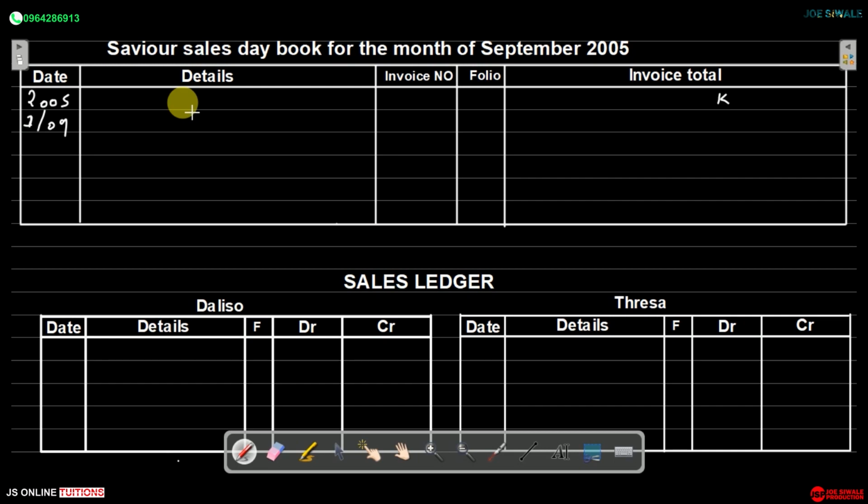Then in the details column, we're going to be writing down the names of the customers. The first customer there is Daliso, so we're going to say Daliso. Then in the invoice number column, we know that the sales invoice has been given as 150, so we're going to say 150. Then in the folio, we're going to write down the ledger where it's going to. The ledger where it's going to is the sales ledger, so we're going to say SL. And the figure, we know that's 145.